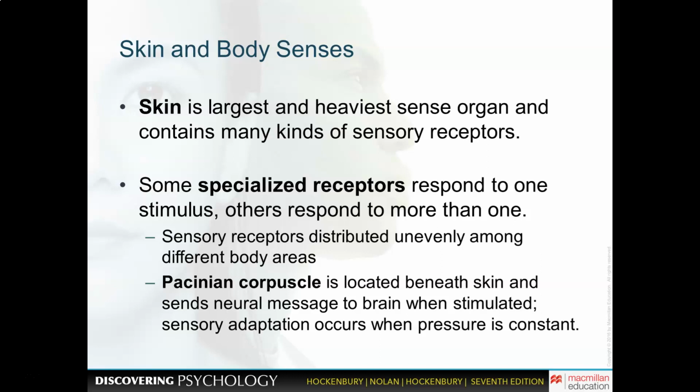Okay, so we're going to take a look at skin and body senses. Skin is our largest and heaviest sense organ, and it contains many types of sensory receptors. Some specialized receptors respond to one stimulus, and others respond to more than one. Just keep in mind, sensory receptors are distributed unevenly among different body areas. So different parts of our body actually have more sensory receptors than others. That's basically what you need to know here.